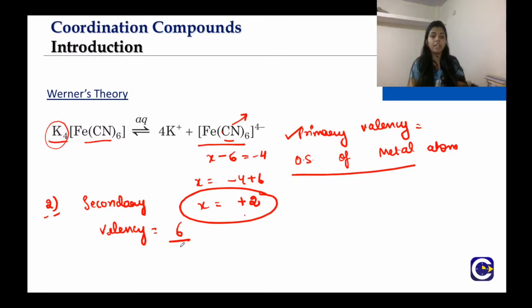Will you be able to find out now the primary valency and the secondary valency? Okay, good.